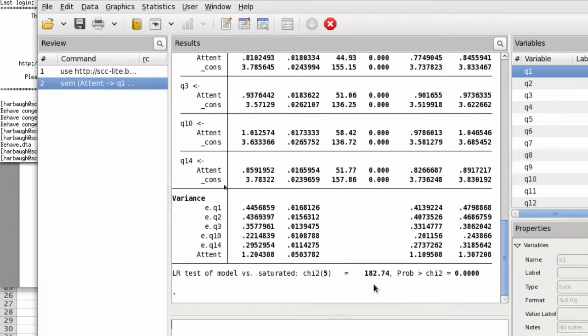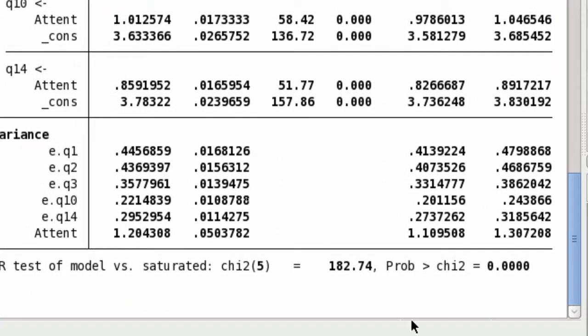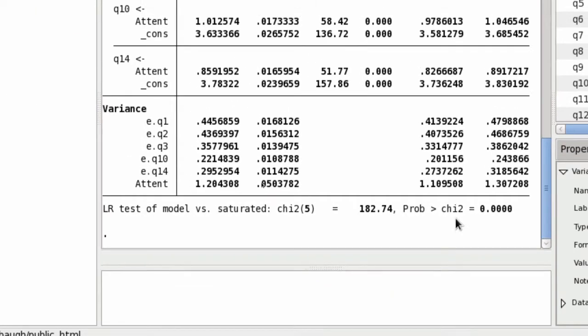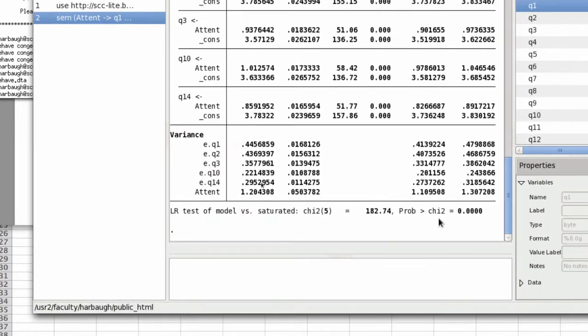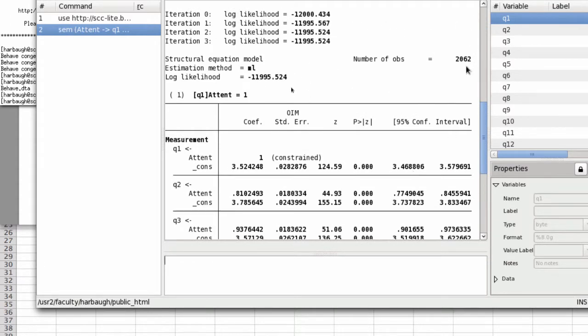Okay, so we're going to focus right here for a second. The chi-squared distribution with 5 degrees of freedom had a value of 182.74. The likelihood of seeing that value by chance is extremely rare. Now, the problem with this is how truly rare is it? Because if I scroll up, I notice that I have over 2,000, almost 2,100 data points in this sample. So that's a lot of data.